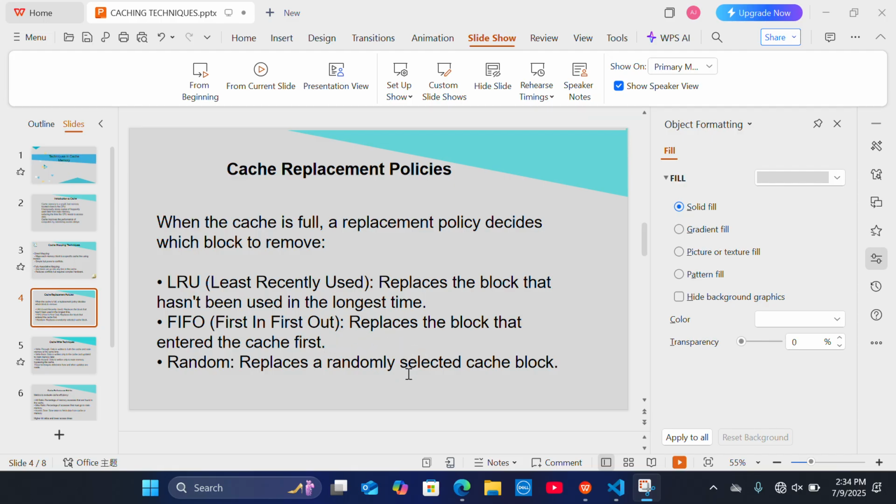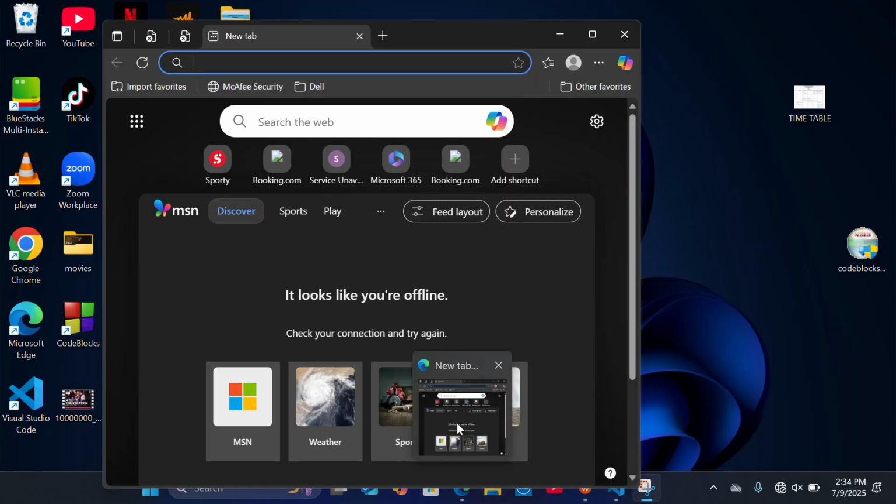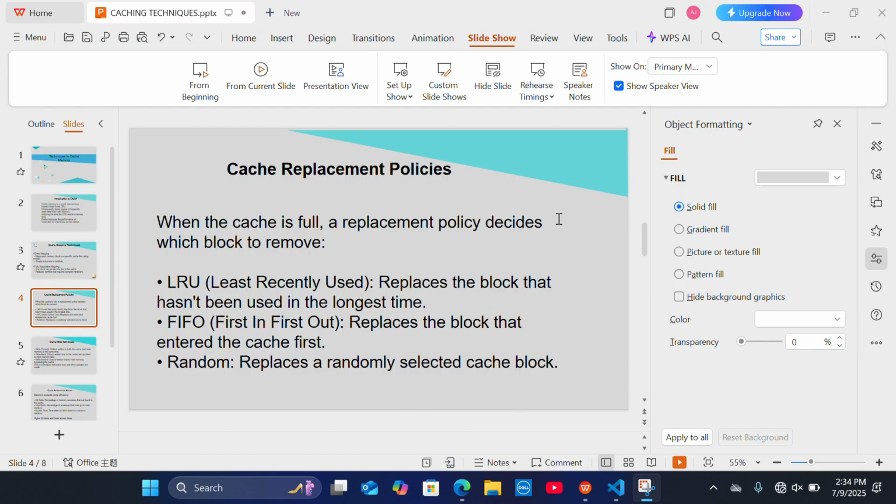So to go with the FIFO, it replaces the block that entered the cache first. So what this means is that in this case, the data that comes in first is replaced by the next incoming data. And with the random, it replaces a randomly selected cache block. So this is about the cache replacement policies.